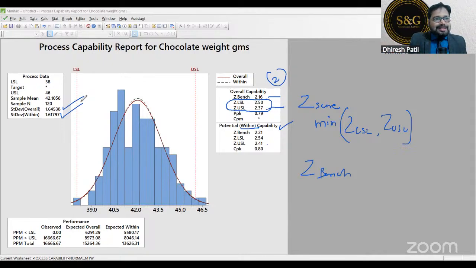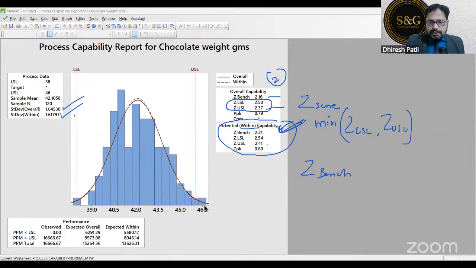Same. I'm talking about this one. Within capability. This one. Okay? This table. The same formula is applicable. Only thing is that in the denominator, standard deviation will be within instead of standard deviation overall. Okay? Chalo. Now let's move on to PPK and CPK formula.